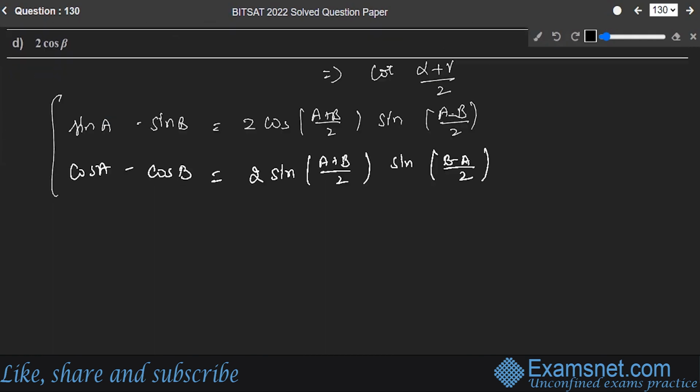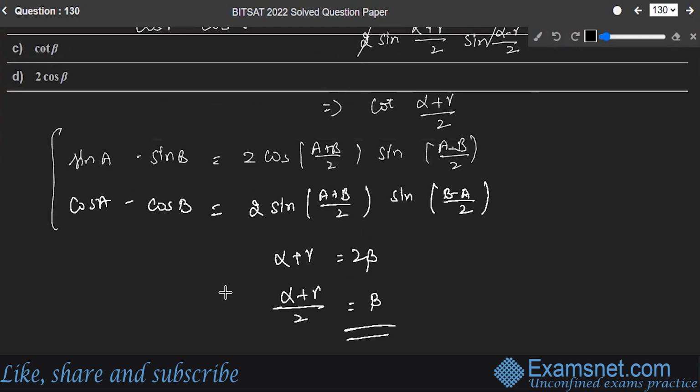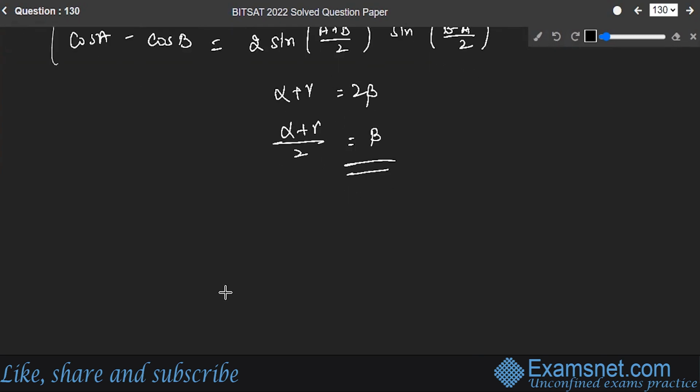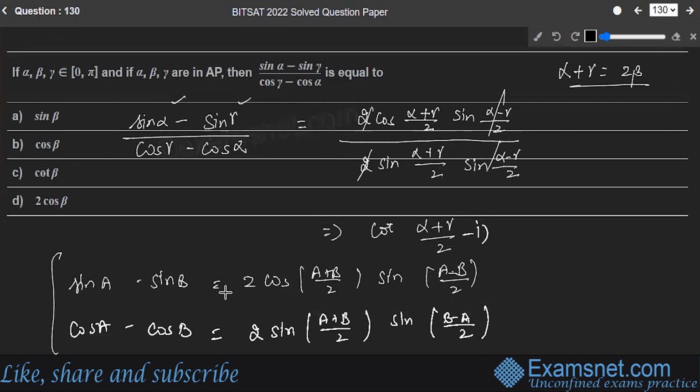Now also you are given that alpha, beta and gamma are in AP. That means alpha plus gamma is equal to 2 beta, or alpha plus gamma upon 2 is equal to beta. So from equation 1, cot (alpha plus gamma) upon 2 is nothing but cot beta. So this is the answer to the question, cot beta. Option C is the correct answer.